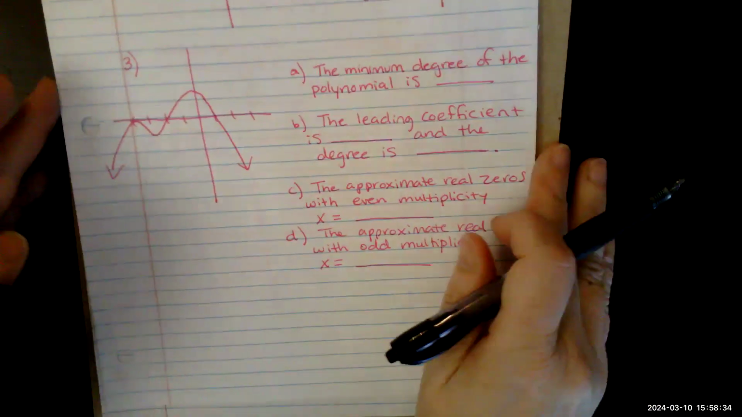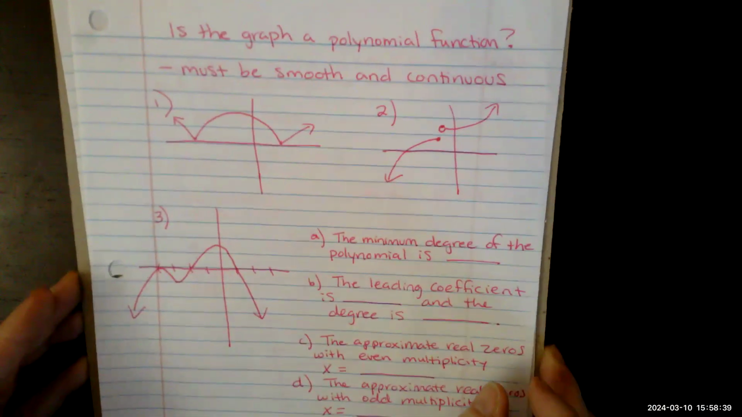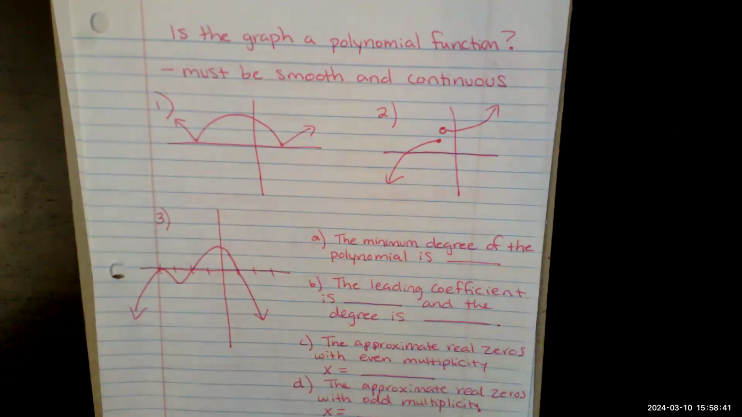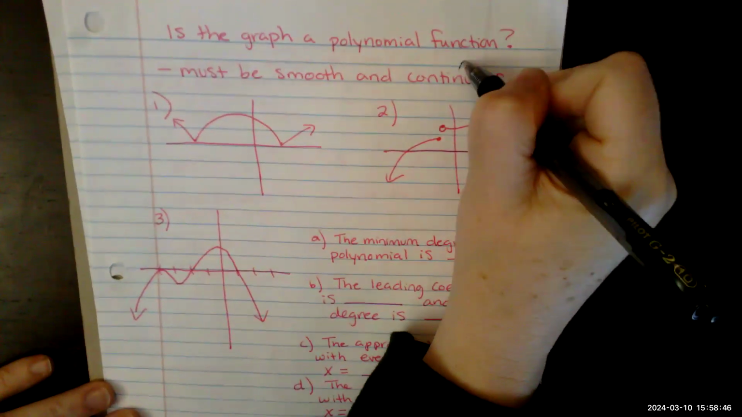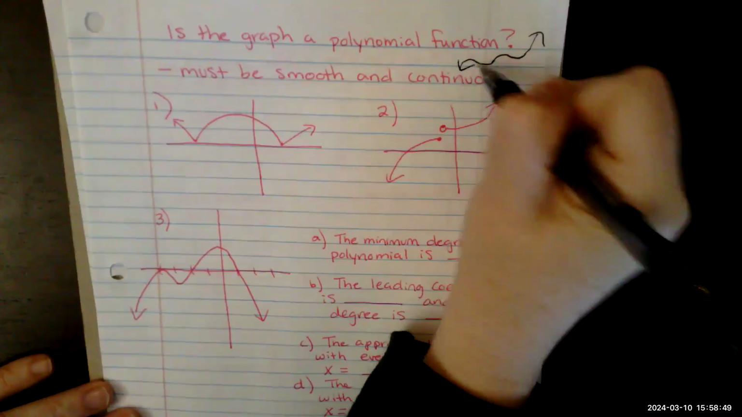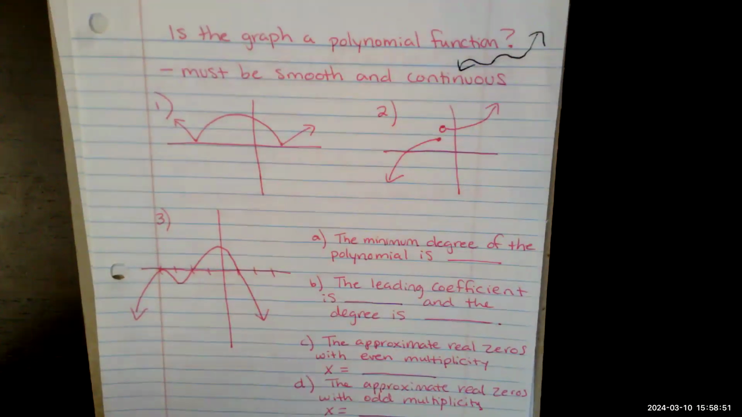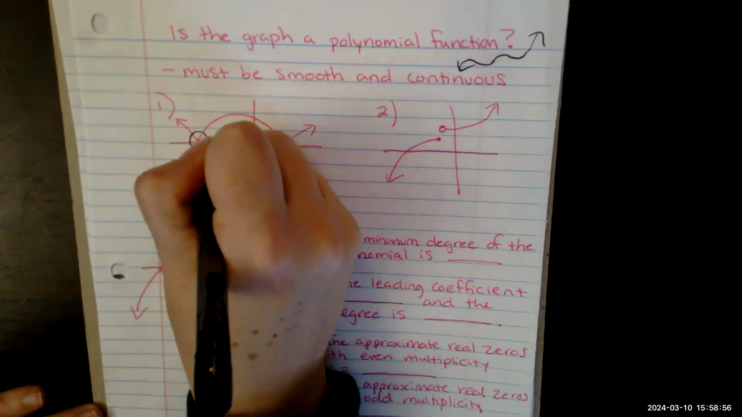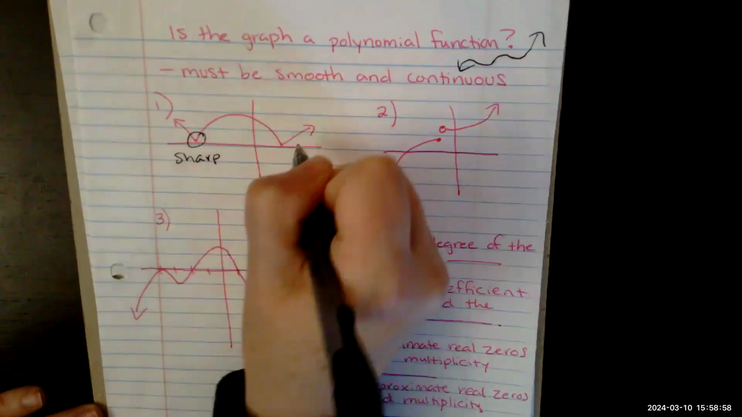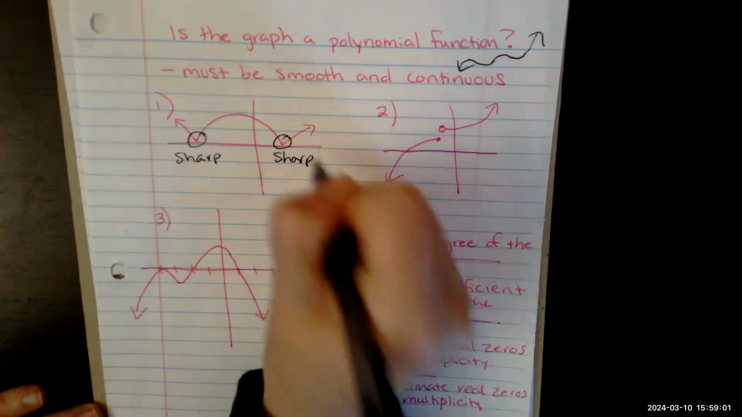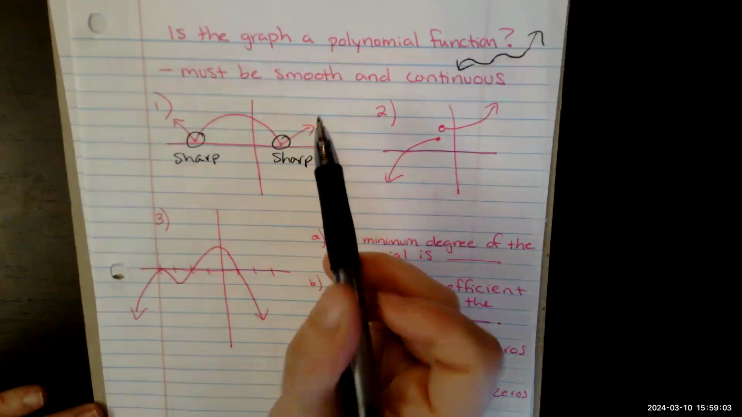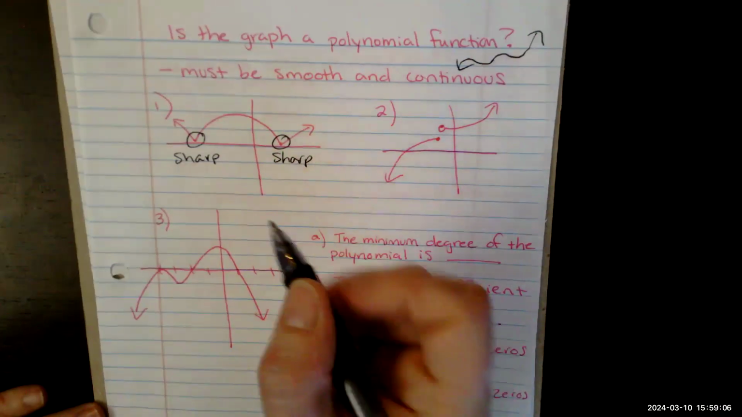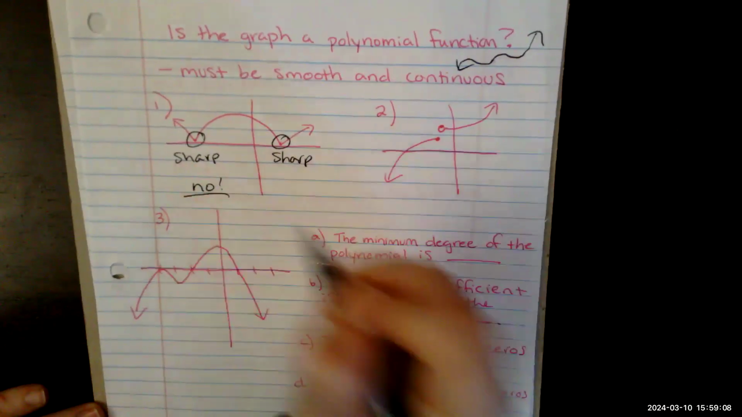Okay, just by looking at a graph, how do you tell if it is a polynomial function? Well, it needs to be smooth and it needs to be continuous. So first, what does continuous mean? It means that you can draw the whole thing without ever picking up your pencil or pen. What does smooth mean? That there are no sharp points. So this and this are sharp. So this one is continuous, but it is not smooth. So it is not a polynomial function.